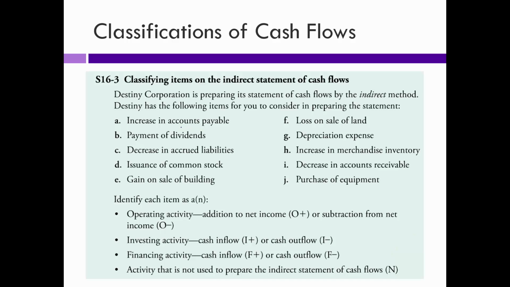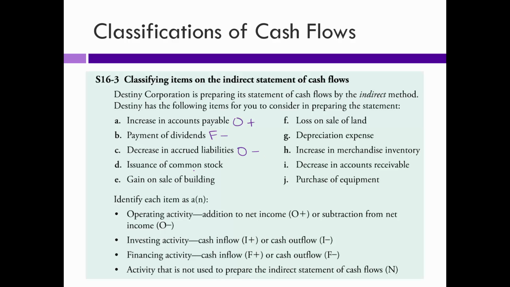So increase in accounts payable, that's a current liability. I know that goes under operating because it's a current liability. It's an increase, and liabilities work the same way, so that's an increase to operating. Payment of dividends. Dividends is an equity, so that's financing, and I paid money, so that's money going out. Accrued liabilities, again, is a current liability, so that goes under operating, and since it's a liability, it works in the same direction, so that'll be a decrease.